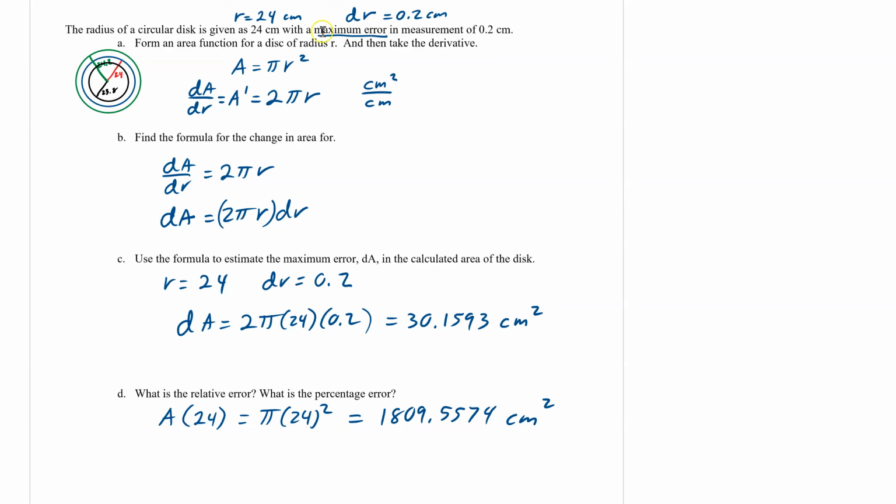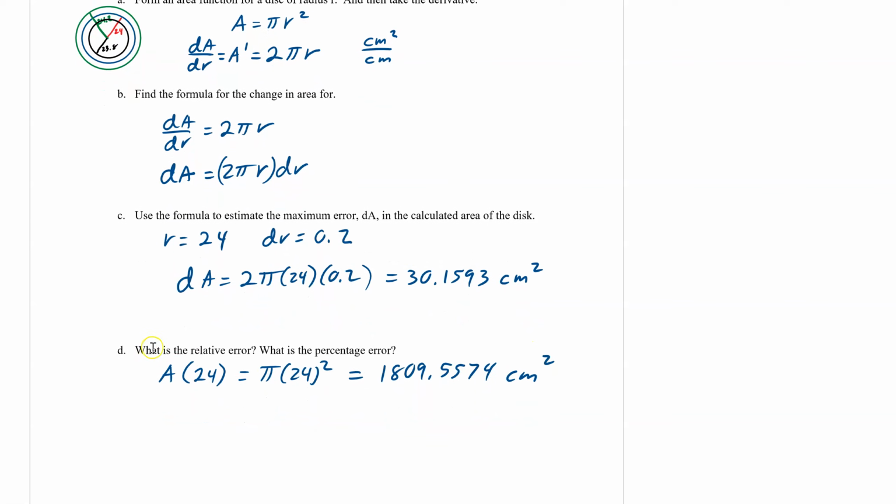Now that error in our radius can be 0.2 centimeters, so we could go up to 24.2 or down to 23.8. If we take the derivative, it gives us our approximate rate of change for our area with respect to the radius. So we get dA over dr. We then found this formula. We plugged our 24 and 0.2 in to find out our change in area. So we're expecting with a 0.2 change in radius at 24, our change in area would be 30.1593. And now we're asking, is that good or bad? Well, let's find the relative error.